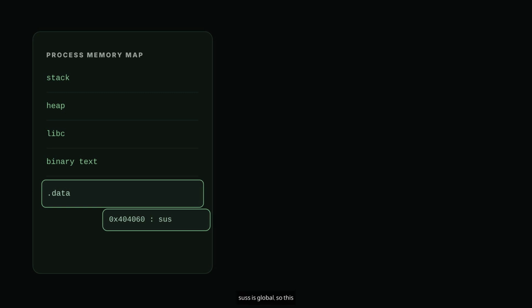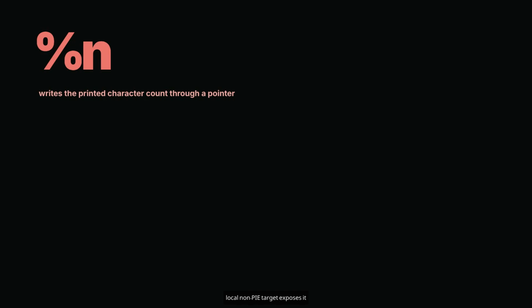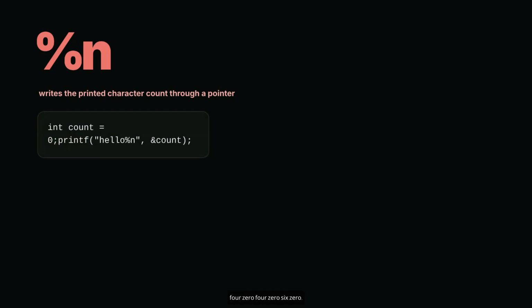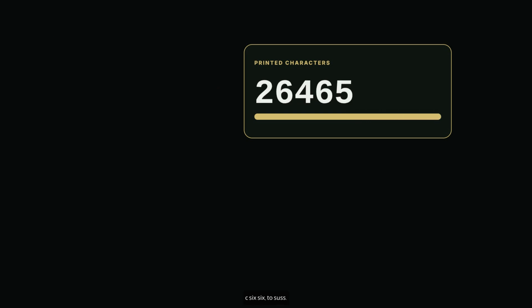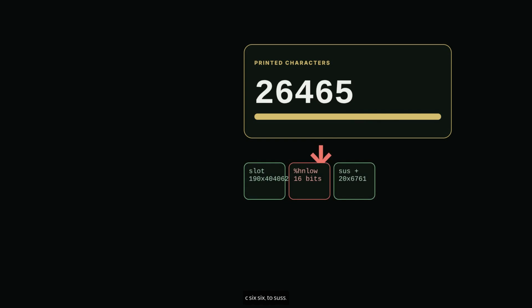sus is global, so this local non-PIE target exposes it in .data at 0x404060. Two bytes higher is 0x404062. We will write the high half 0x6761 to sus plus 2, then the low half 0x6C66 to sus. After the first write, the bytes begin to look like flag. After the second, they are exactly flag.